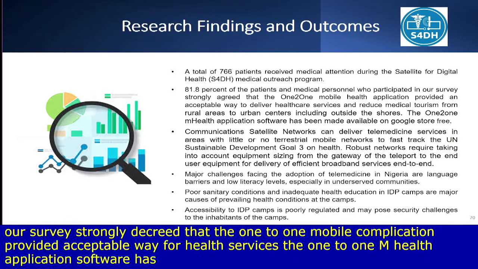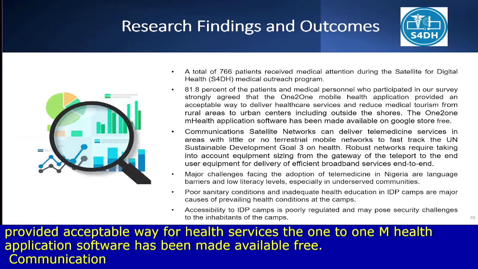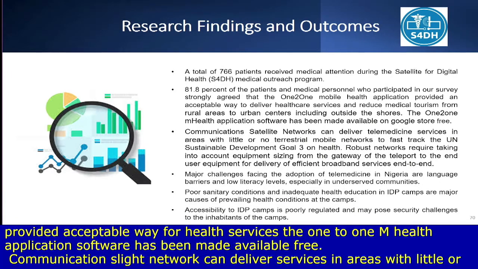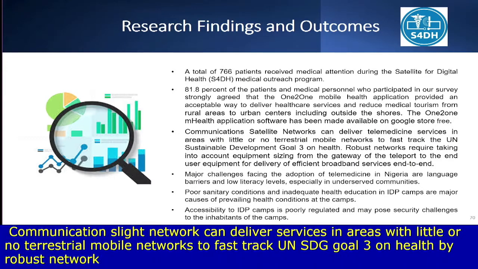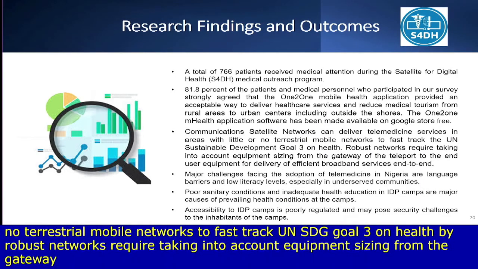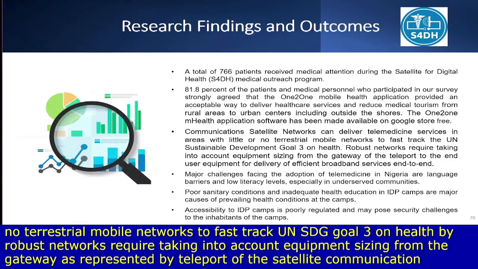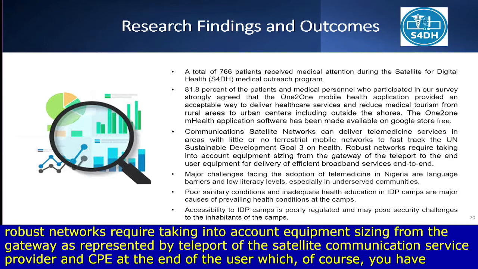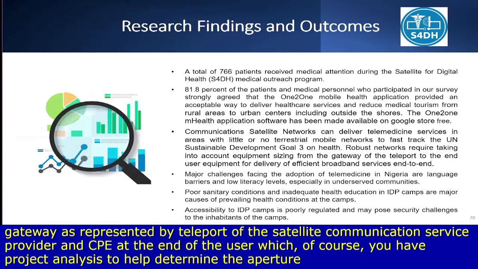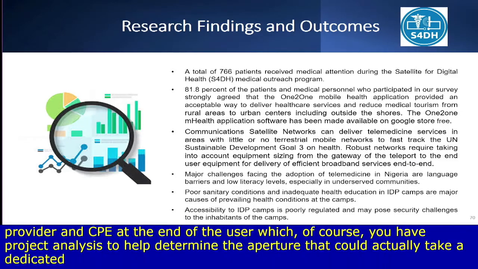Communication satellite networks can deliver services in areas with little or no terrestrial mobile networks to fast track UN SDG Goal 3 on health. But robust networks require taking into account equipment sizing at both ends, whether from the gateway, as represented by the teleport of the satellite communication service provider, and the CPE at the end of the user. Of course, you have professional tools for doing that, like link budget analysis, to help determine the aperture of the antenna that could actually take a dedicated bandwidth required from a star hub topology in delivering communication satellite end to end.